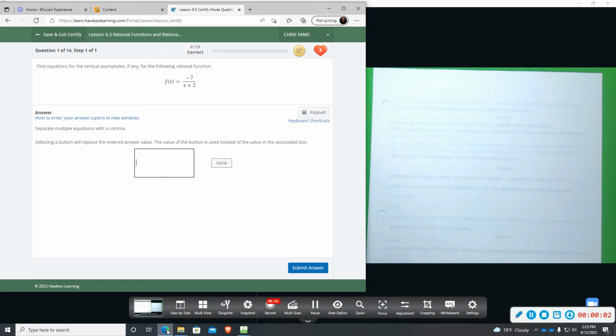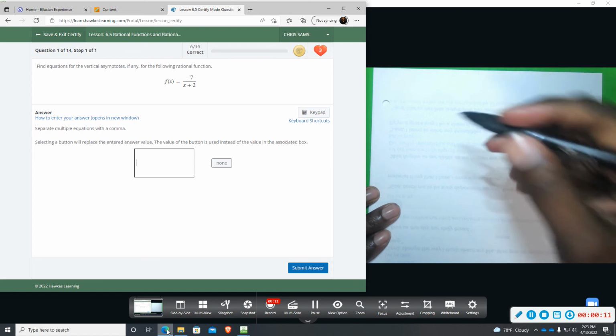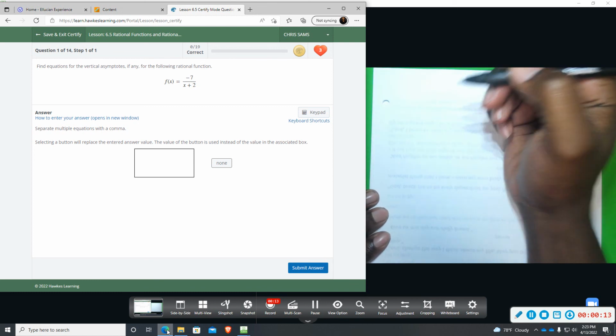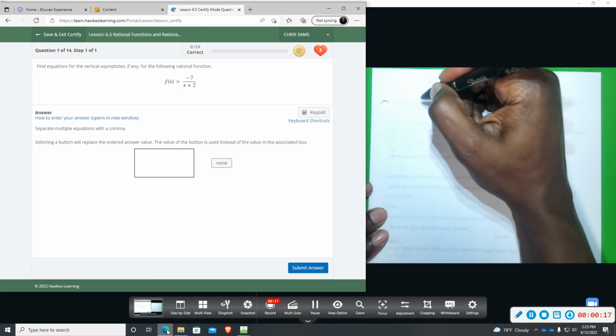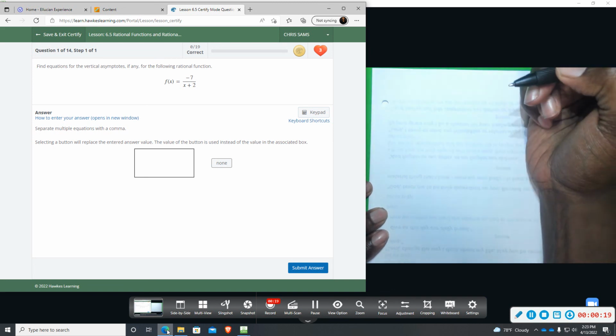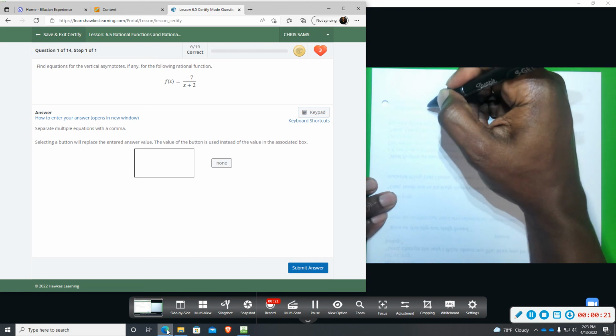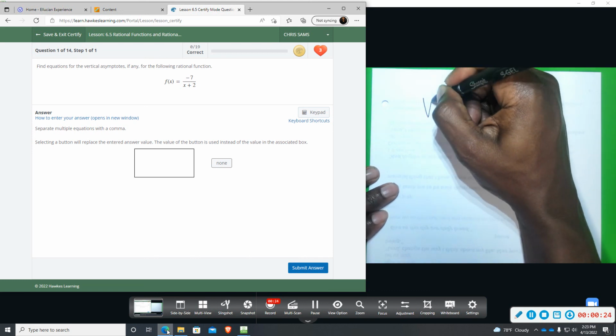All right, today we're going to be looking at section 6.5, rational functions and rational inequalities. Instead of going to the textbook, I'm just going to start here with the lesson and give you a few notes, and then we'll start solving these. So there's three types of asymptotes that we're going to be talking about. So the first one is vertical asymptote.